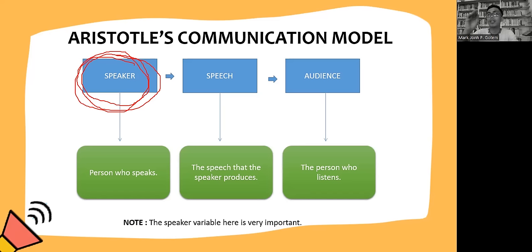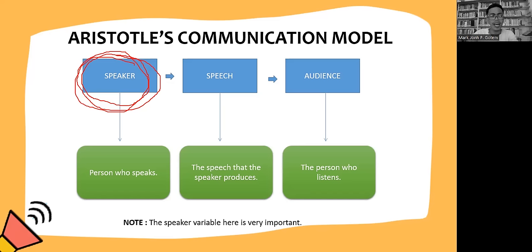In communication, there should be at least one sender or speaker. There is no communication if there is no speaker or sender. And that is why the speaker variable here is very important. I hope that's clear. In short, the communication model of Aristotle is linear.